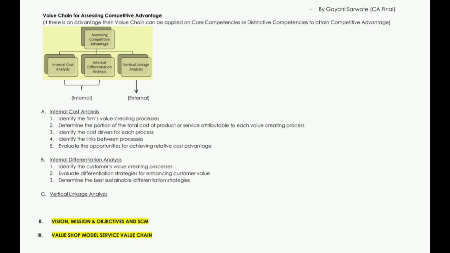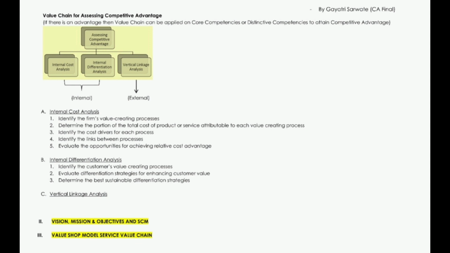Moving on to the second part of this, internal differentiation analysis using the value chain. अब इसमें तीन ही चीज़ें हैं. First one is identify the customer's value creating process. It's very similar to the one which we saw in the internal cost analysis. The second is evaluate the differentiation strategies for enhancing the customer value. And the third one is determine the best sustainable differentiation strategies.